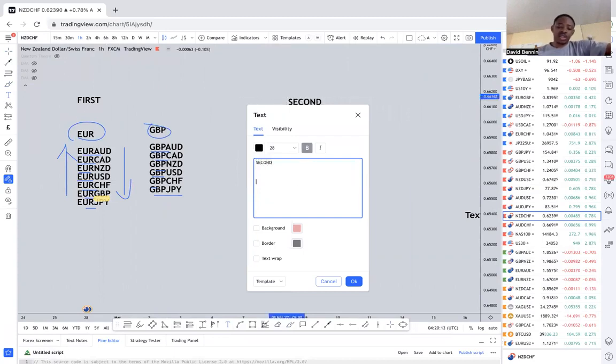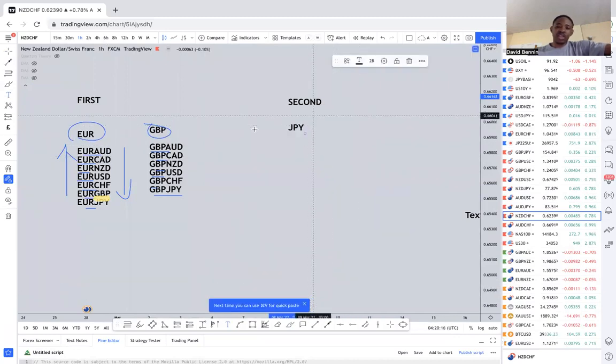The first one is the Japanese yen. So the Japanese yen is always the second currency, which means if you are pairing it against something, that's Japanese yen, that's Japanese yen, that's Japanese yen.